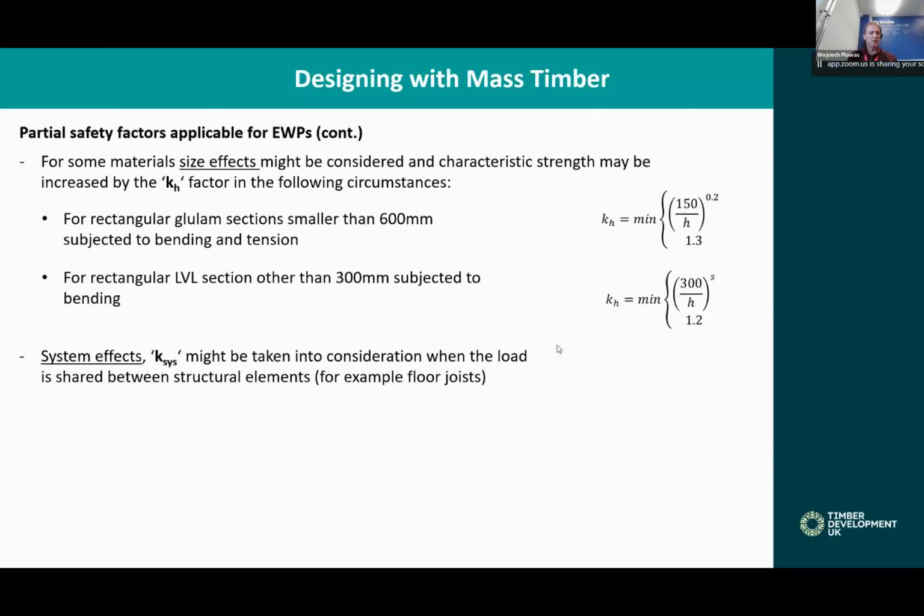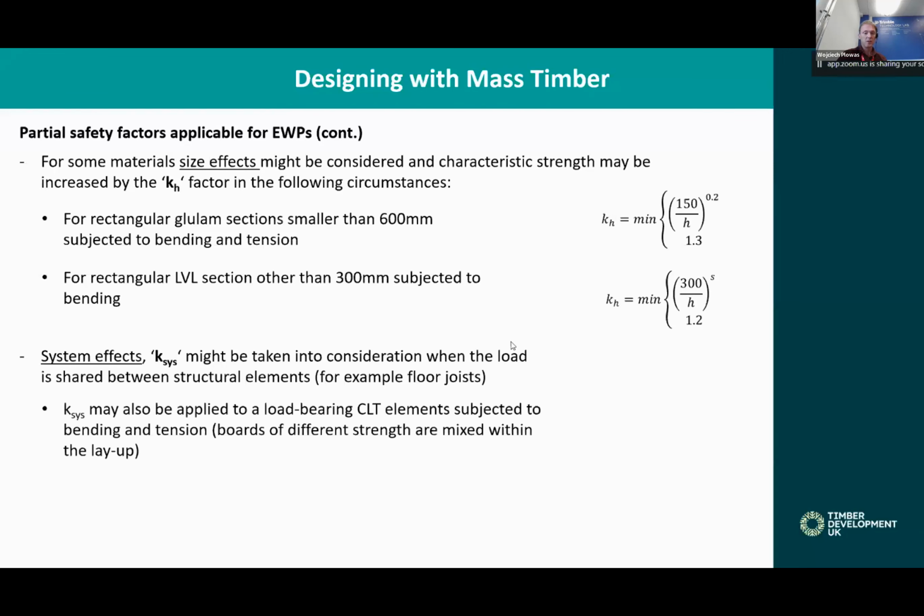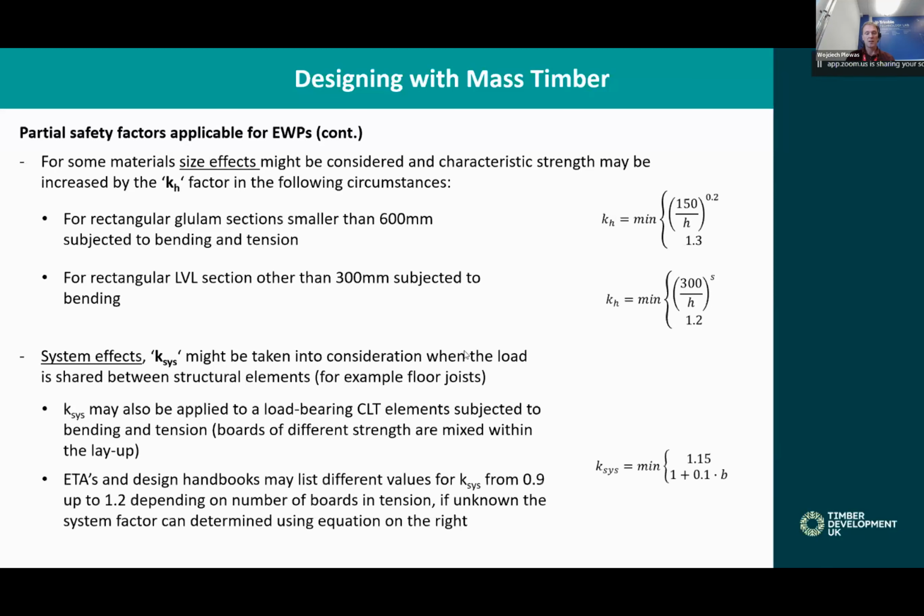And the last factor that is applicable for engineered wood products is the system factor that accounts for the system effect in situations when load is shared between the structural members, for example, floor joists. But this is also applicable for CLT subjected to bending and tension. This is because there are boards parallel to each other, and those boards are often sharing the load. So the stronger board might be able to take additional load from the weaker board. So the system factors could be applied in the design.